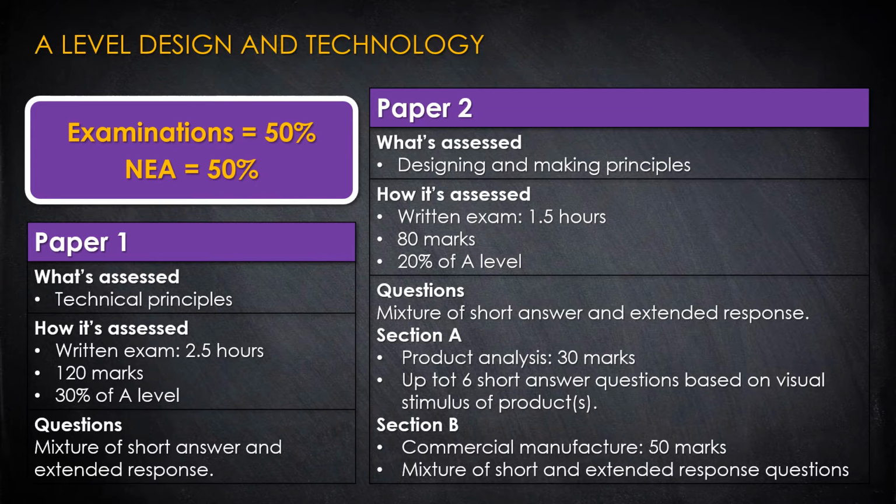Section A consists of a product analysis, which is 30 marks. Up to 6 short answer questions based on visual stimulus of the products. So you will get examples of products in the paper that you need to analyse. Section B, commercial manufacture, is 50 marks, and this is a mixture of short and extended response questions.